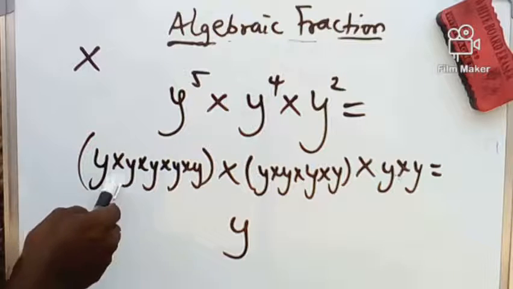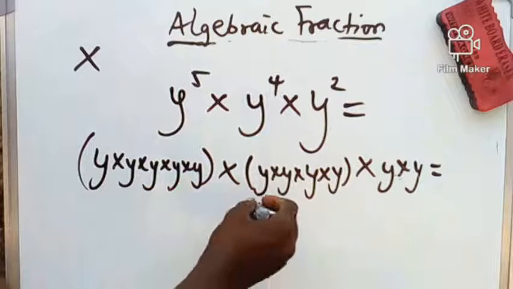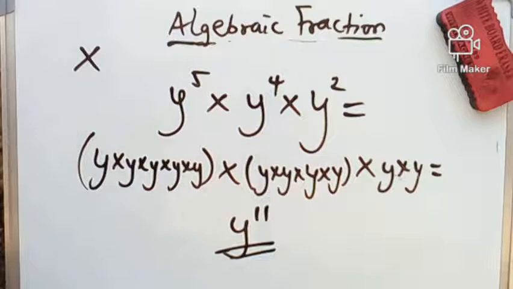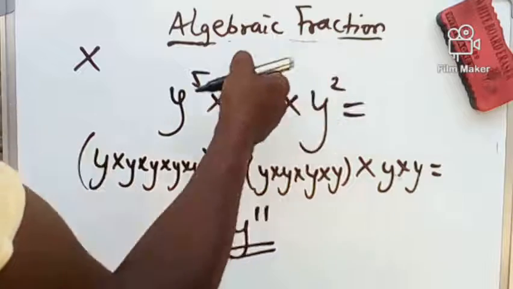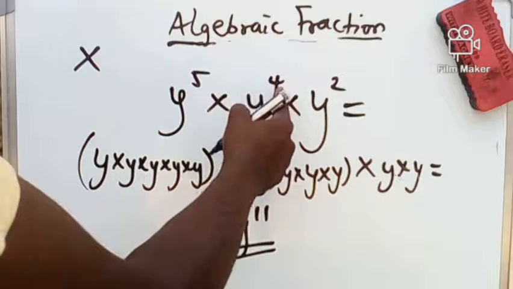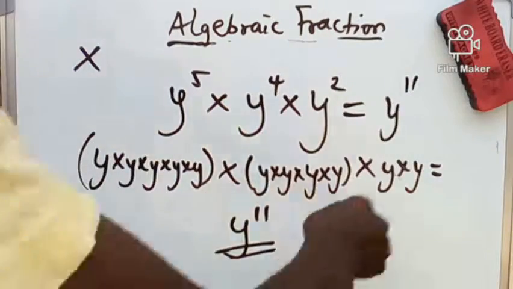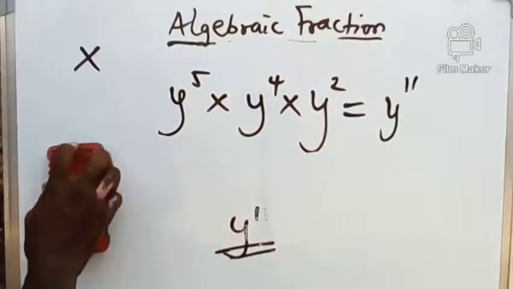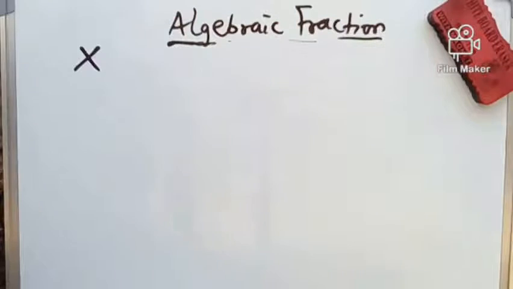We have that this becomes y raised to the power of how many? So let's count. We have 1, 2, 3, 4, 5, 6, 7, 8, 9, 10, 11, raised to the power of 11. And that's the answer, which in a similar manner could have been gotten by simply adding the powers of the variables. 5 plus 4, and that is 9, plus 2, and that is 11. So you have y raised to the power of 11. So in this case, we have seen a pattern here. And what is the pattern? Anytime you are multiplying similar variables, simply add the powers and you have your answer.